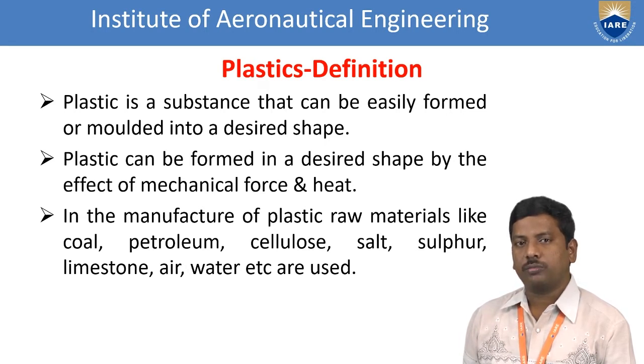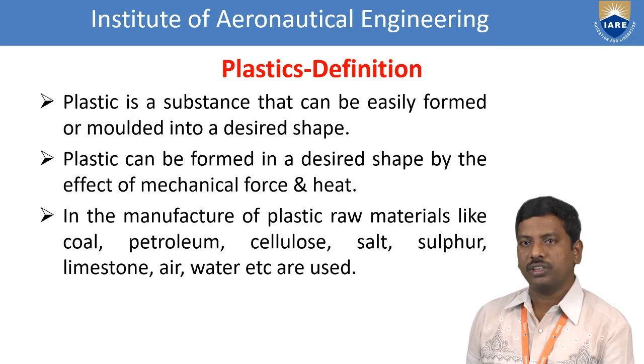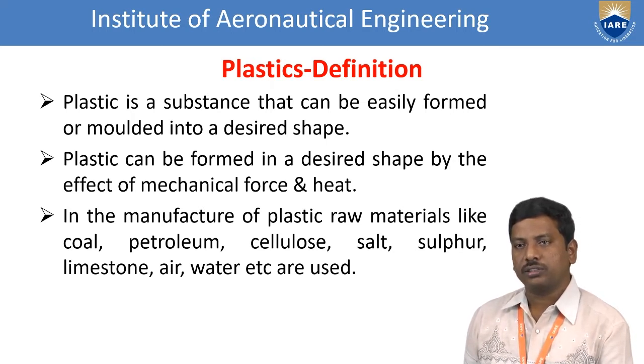water, and so many compounds are used. In plastic, the raw material especially used is coal. Coal is a fossil fuel, and petrol is also a fossil fuel. Cellulose is a carbohydrate, and salt is an electrolyte. Then sulfur comes from the oxygen family: oxygen, sulfur, selenium, tellurium, polonium. All of these belong to the sixth group of the periodic table, which is the oxygen family.